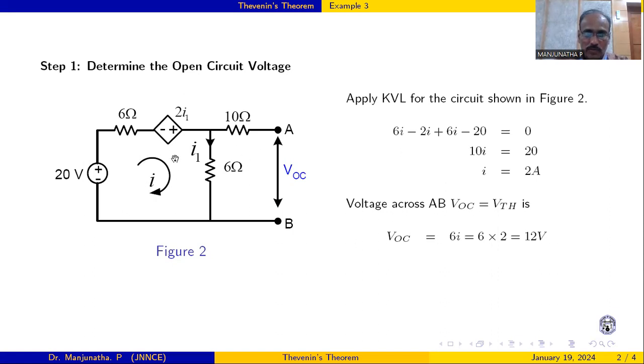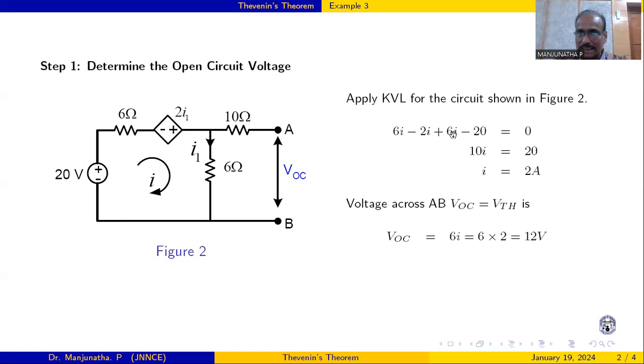Here anyway no current flows, only one mesh is there. Now I will write a mesh equation for this I. 6I minus 2I, this is the source here. Again 6I or I1, both are the same, minus 20 is equal to 0.